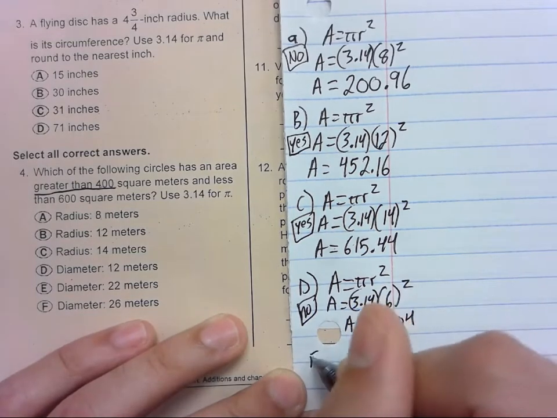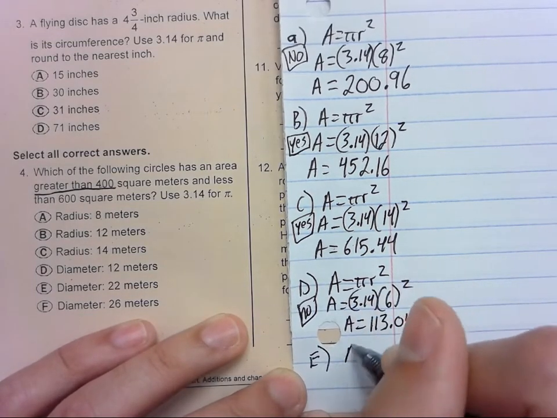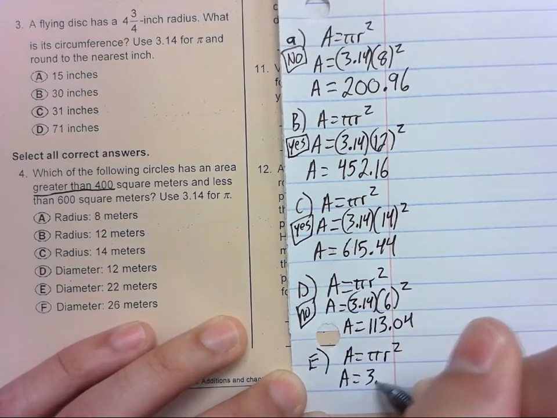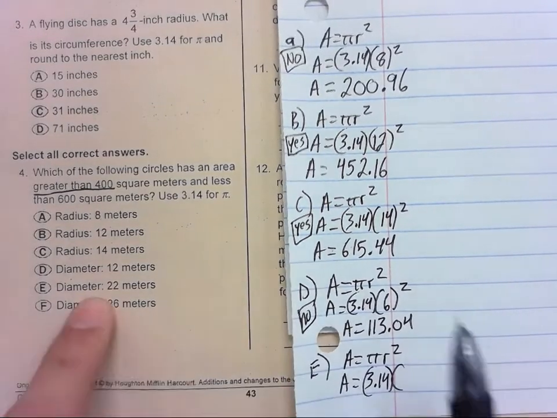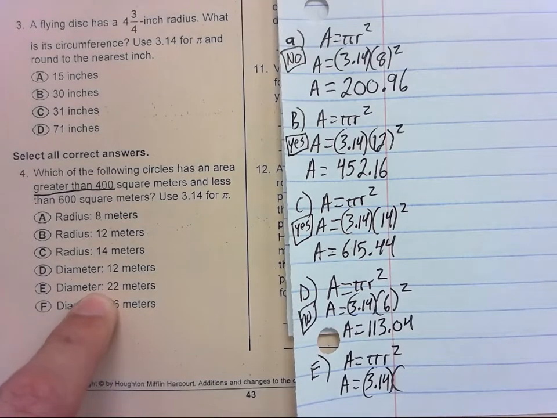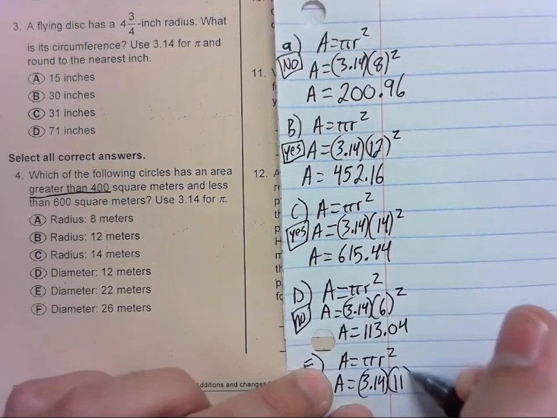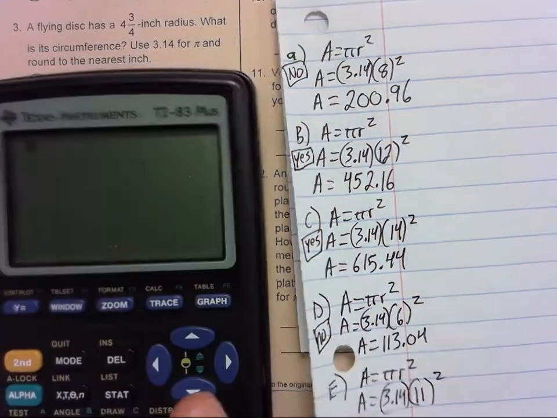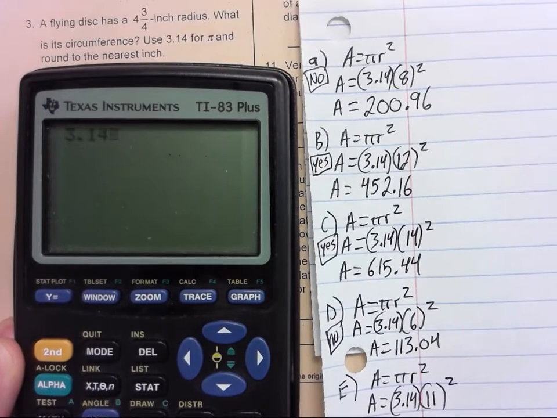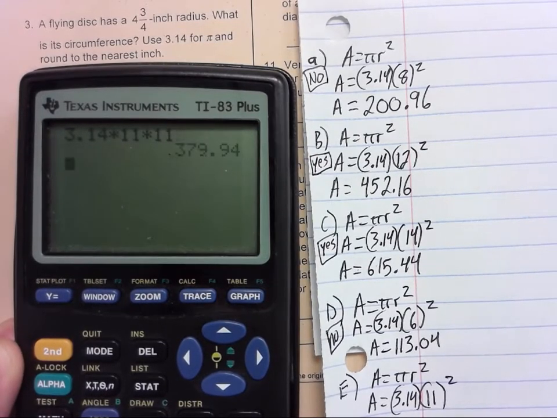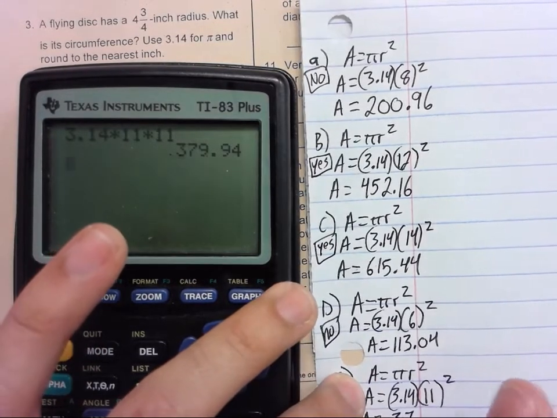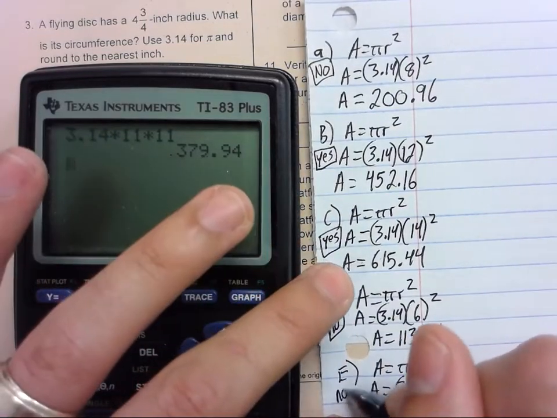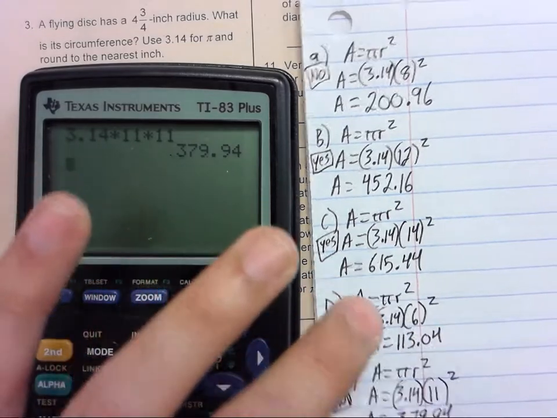Moving on to E. Area equals pi r squared. Area equals 3.14. If the diameter is 22, that means the radius is 11, and we need to square that. So we get 3.14 times 11 times 11, and that gives us 379.94, which is not an answer.